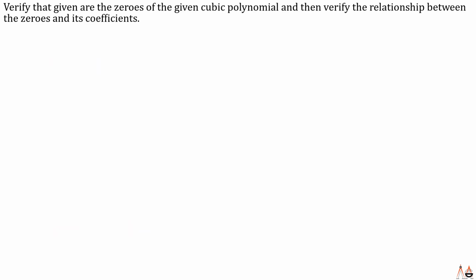Now let's look at an example for a cubic polynomial. We are given zeros of the given cubic polynomial and we need to verify the relationship between the zeros and its coefficients. We are given the zeros as 3, minus 1, and minus 1 by 3. And the polynomial is 3x cubed minus 5x squared minus 11x minus 3.